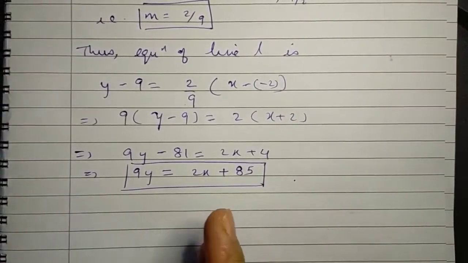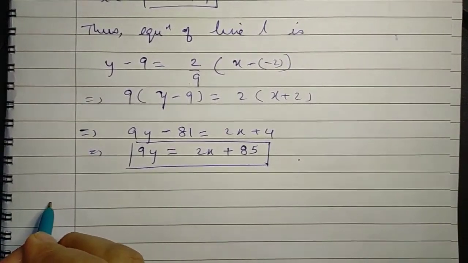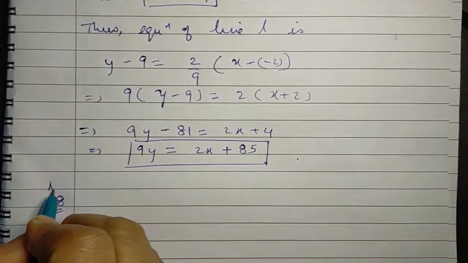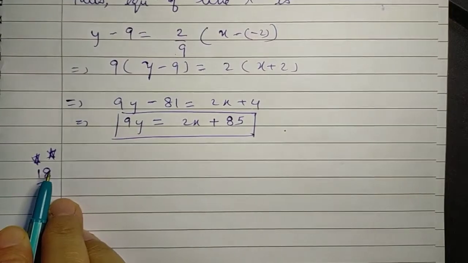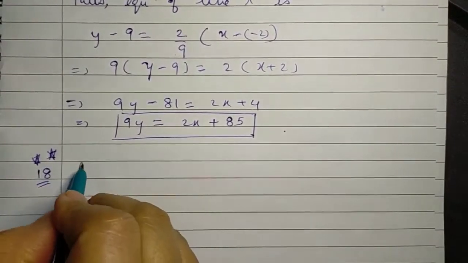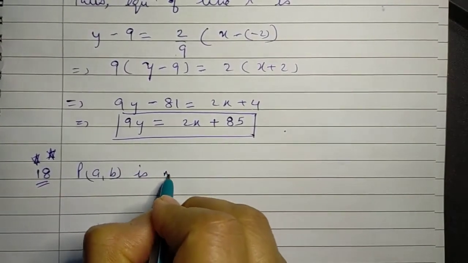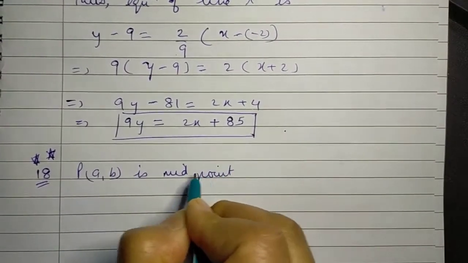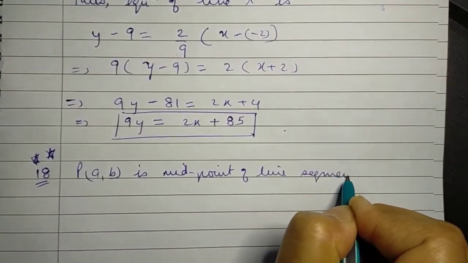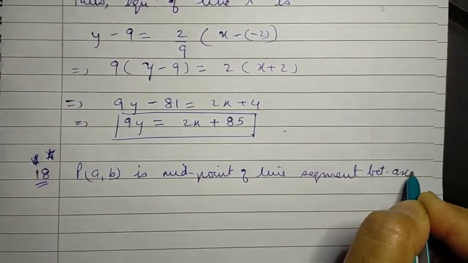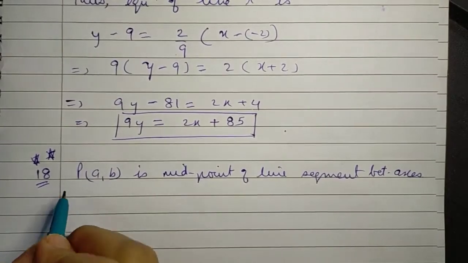Okay, so in the same way you can do the rest of the questions. Now another question, number 18. This is extremely important. Now it says that the point P(a, b) is the midpoint of the line segment between the axes. Okay, so we have to find the equation of this.